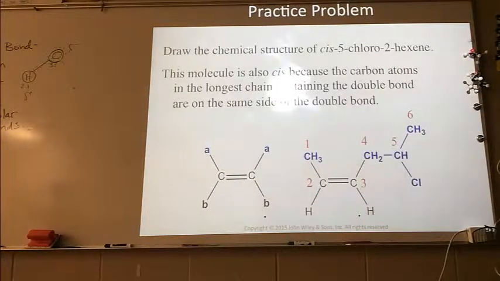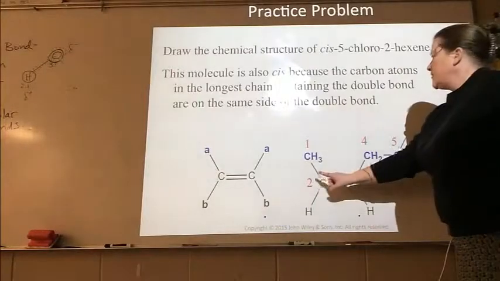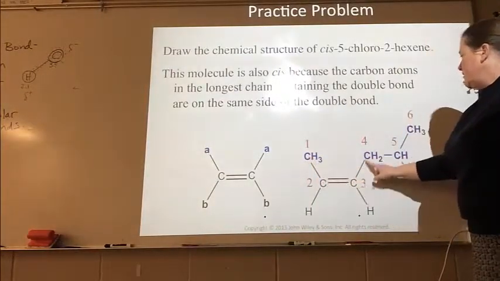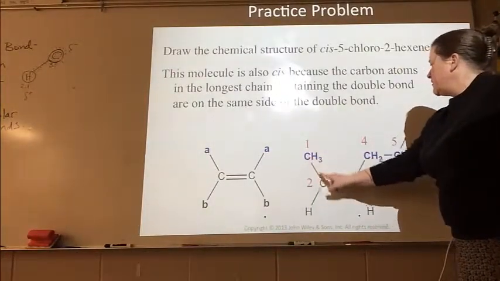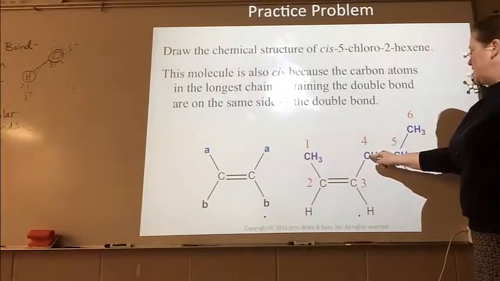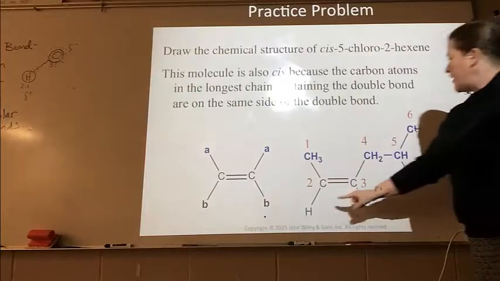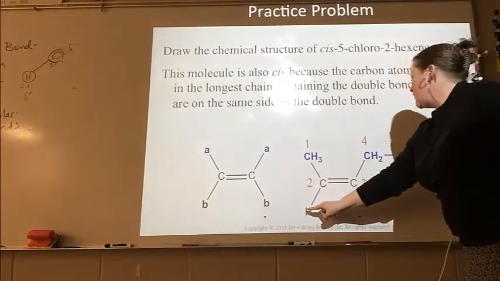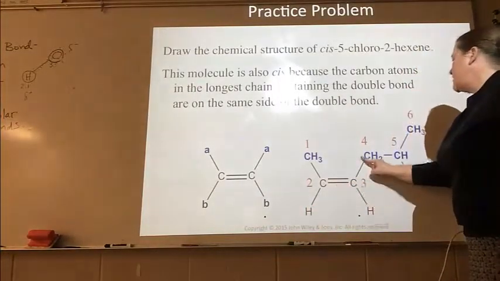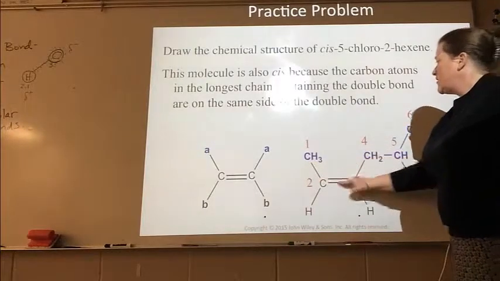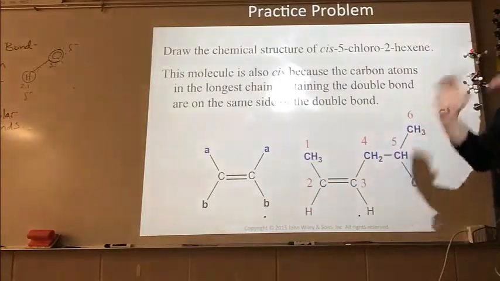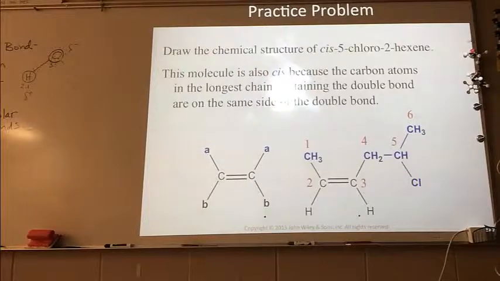New slide. Draw the chemical structure of cis-5-chloro-2-hexene. Again, cis, you see this curving, C, C, C, C, and then the chain continues. The trans would not curve. That C would be down here, so it would be more of a zigzag rather than a C. I like to think of it as a C, like that cis arrangement forms kind of a C in the molecule.